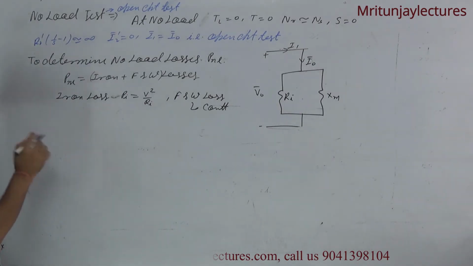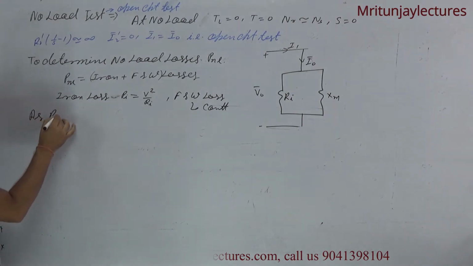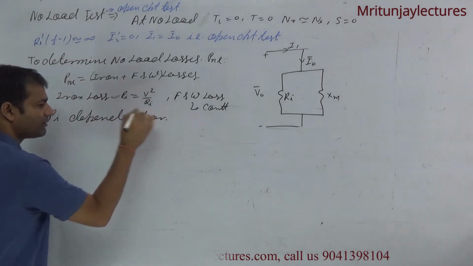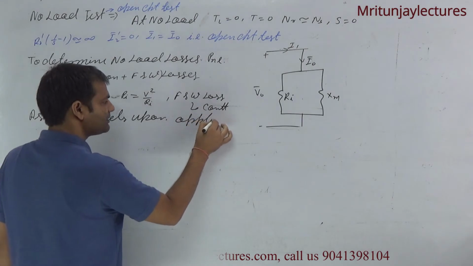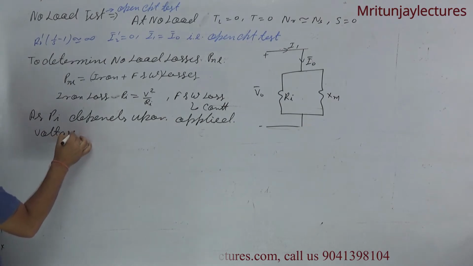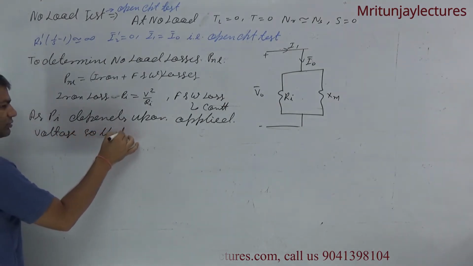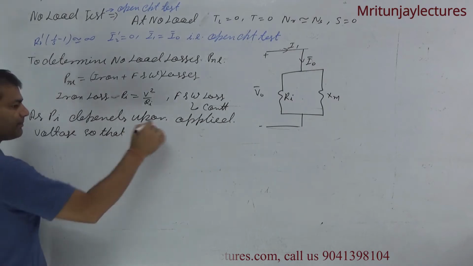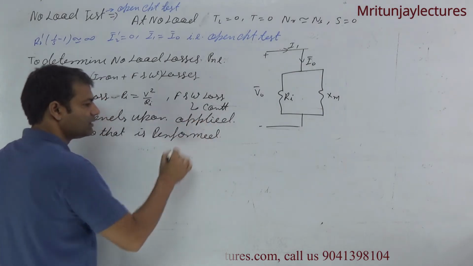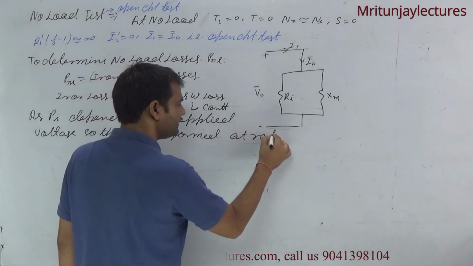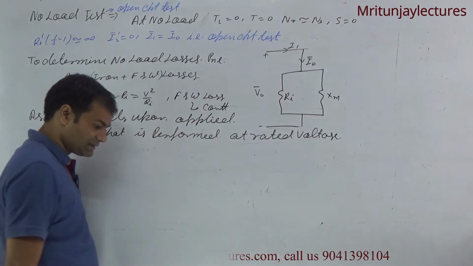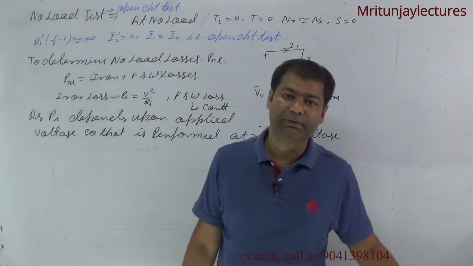Now next one, what about Pi? Pi depends upon the applied voltage, so that is performed at rated voltage. Clear? So you can say that Pi is equal to V naught square divided by Ri. Clear?